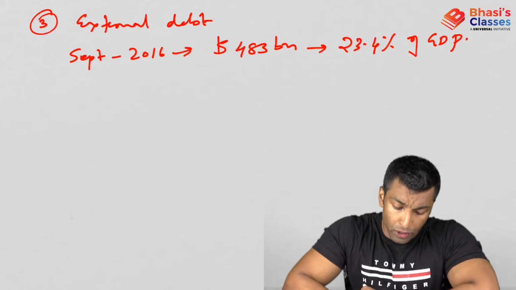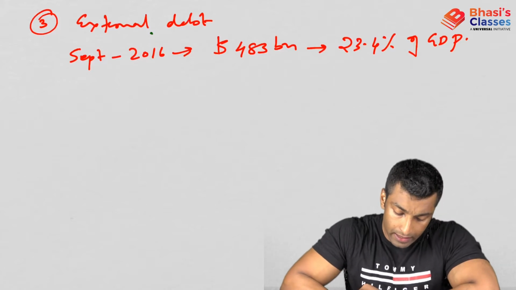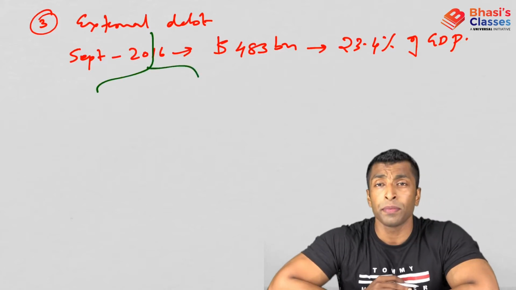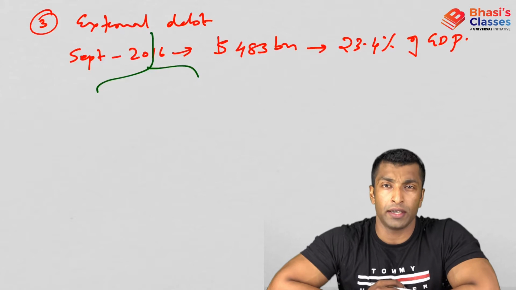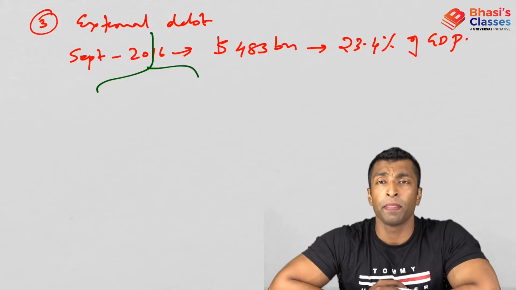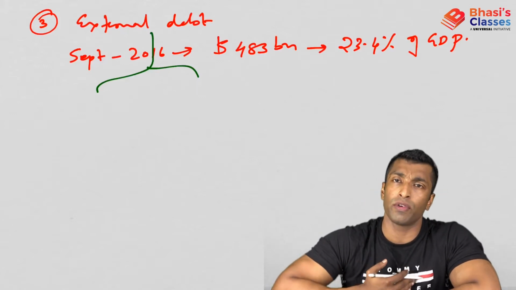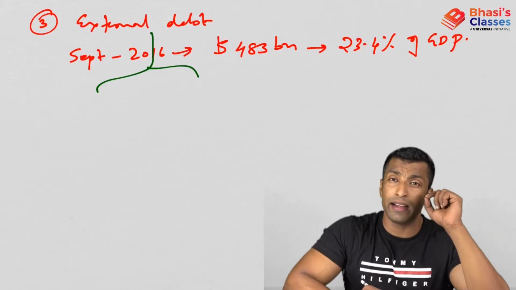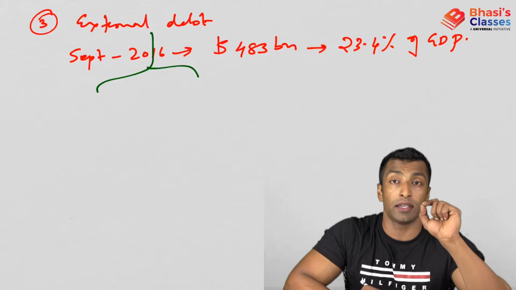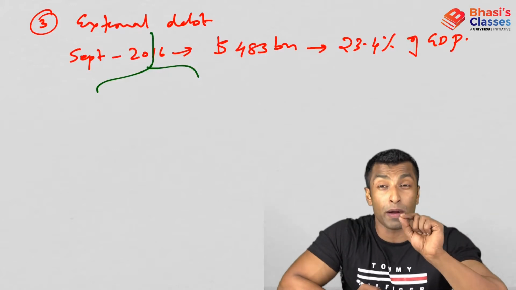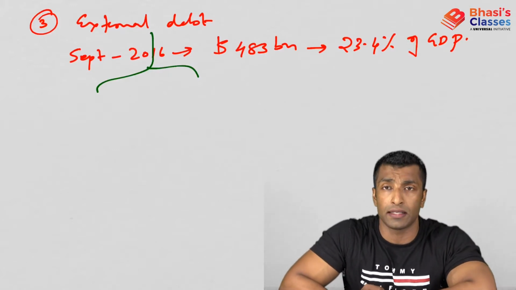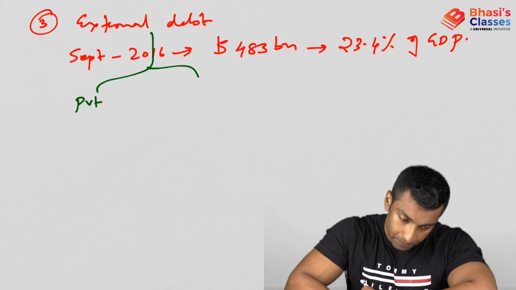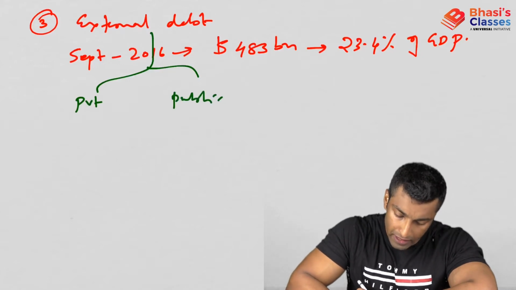Now, I've told you already what you mean by external debt, right? It is not only the debt of government, it is actually the debt of the country. Debt of the country means both private as well as government. The private borrowing will also be part of external debt. So it is the debt on the entire country, not the debt on government. Debt on government is actually public debt. So here I'm talking about external debt. So private and public will be there.